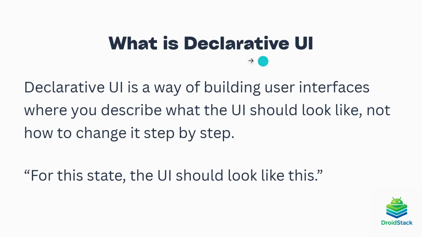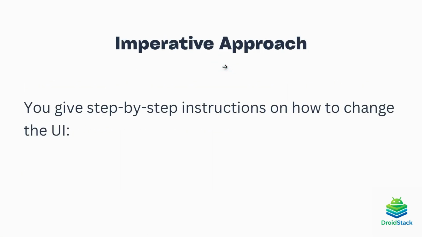So first, what is a declarative UI? Declarative UI is a way of building user interface where you describe what the UI should look like, not how to change it step by step. In simple words, you say, for this state, the UI should look like this. You don't manually update views. You describe the final result and the system handles the rest.